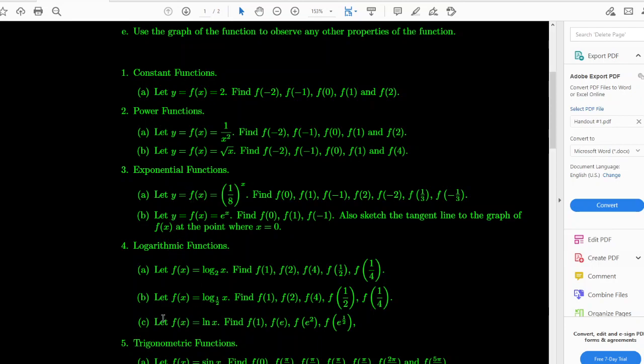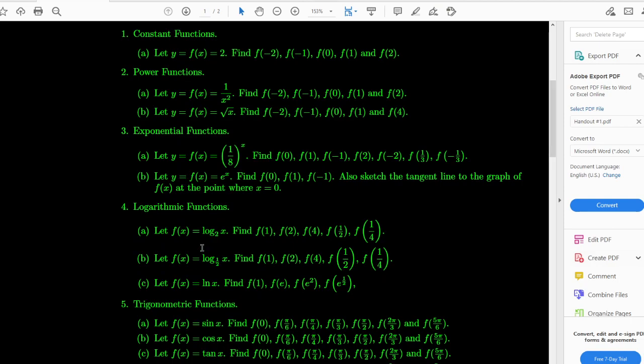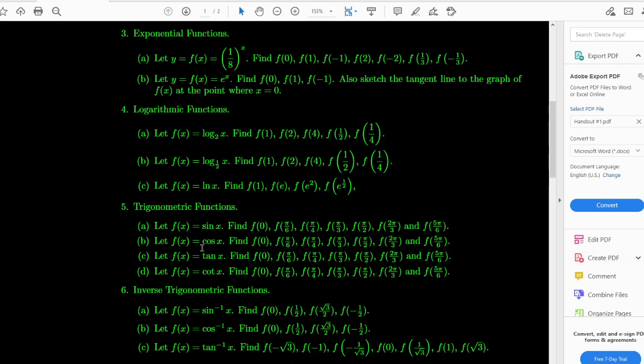Because you do need to know the building blocks. The next class, exponential functions. The fourth class, log functions, and then trig functions, inverse trig functions. Altogether, there are 6 classes of the building blocks of all the functions we need. These functions are called basic elementary functions.